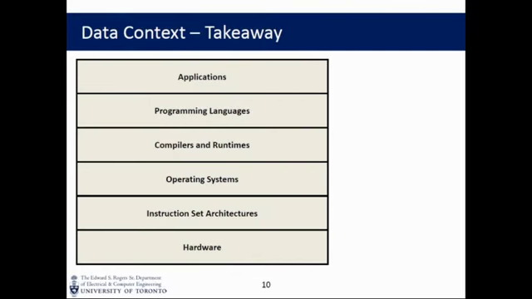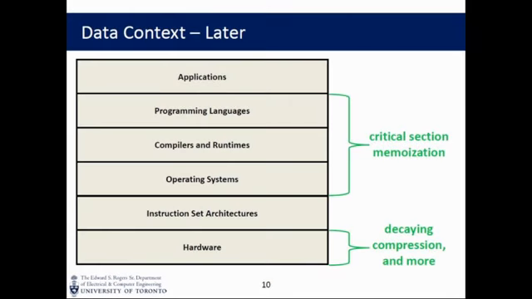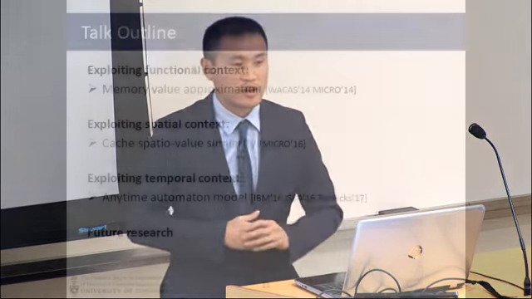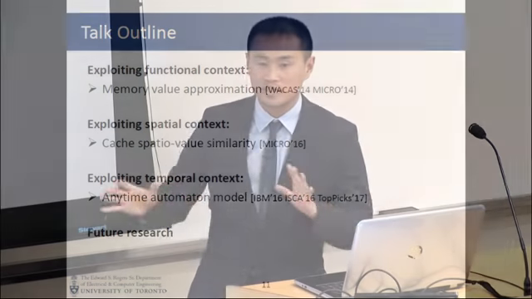And naturally, this notion of data context extends throughout the entire system stack. In this talk, though, I'll explore the inefficiencies and challenges that come due to a lack of data context at the architecture level. But in the future work section that I'll discuss later, I'll discuss how we could explore things lower in the stack, for example, decay and compression and other ideas, as well as exploiting this notion of data context at higher levels of the stack. So in this talk, I'll be discussing 3 architectural techniques that address functional, spatial, and temporal context. I'll be discussing them in more of a high-level sense to get the fundamental takeaways of them so that I can spend more time on some of the future exciting research ideas that I have.